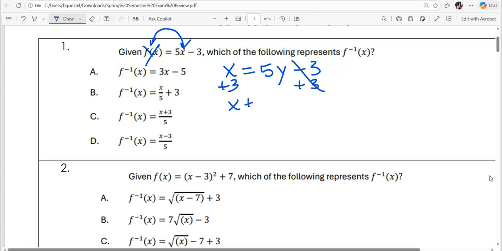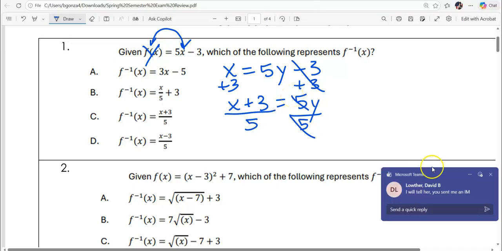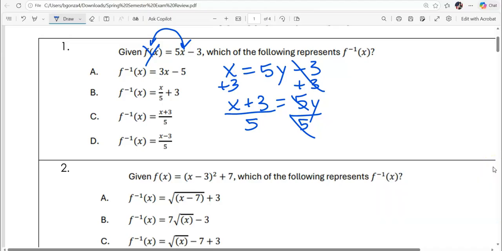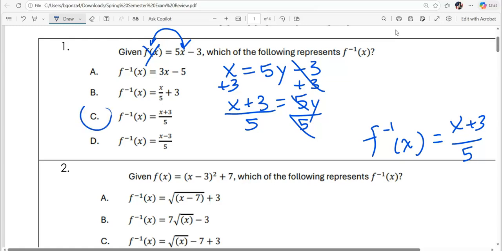x plus 3 is x plus 3. That equals 5y. And then my last step is to get rid of that 5 by dividing by 5. And then you put your final answer as an inverse function, x plus 3 over 5, which is not B. The whole thing is over 5. That's letter C.